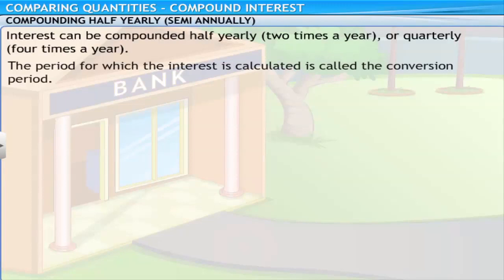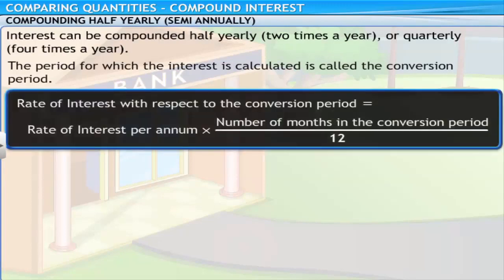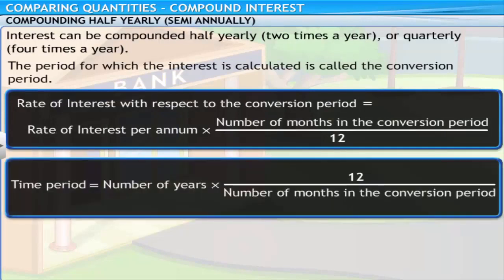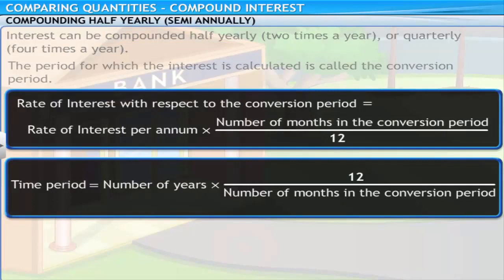The formula to calculate the new rate of interest with respect to the conversion period is rate of interest per annum multiplied by the number of months in the conversion period divided by 12. The formula for calculating the conversion period is number of years multiplied by 12 divided by number of months in the conversion period. Suppose a bank pays interest compounded half-yearly on the money you deposited.